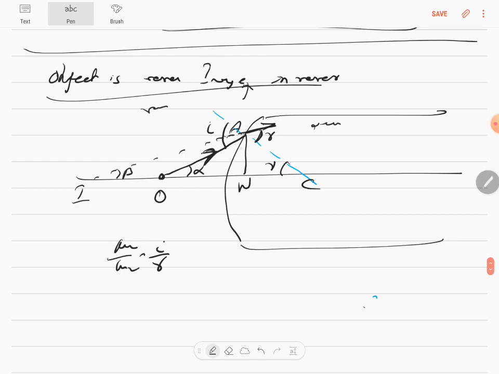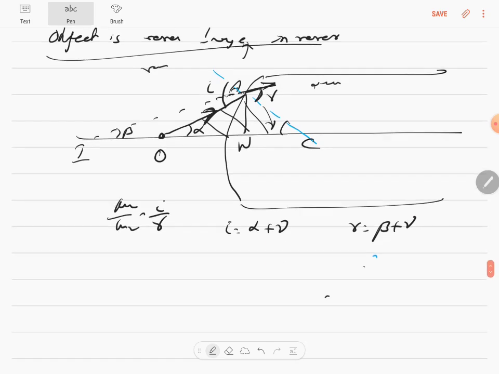Can you see I is an exterior angle of this entire triangle? Can you see? Therefore I itself is, no, not the entire triangle, I'm sorry. I is an exterior angle of this triangle. I is equal to alpha plus gamma, and R, which is here, is an exterior angle of the entire triangle. Yes, R is an exterior angle of the entire triangle. So R is equal to beta plus gamma. So you should identify like this: R is equal to beta plus gamma, I is equal to alpha plus gamma, and rest of it is the same.